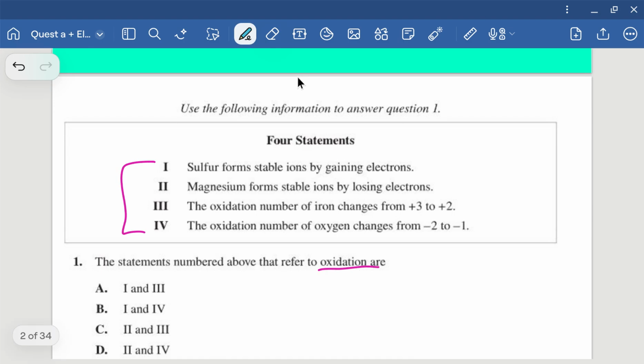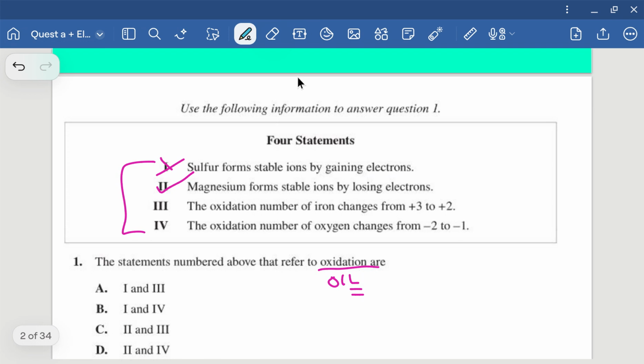If you are undergoing oxidation, we would write OIL. That is going to be a loss of electrons. So if we went through it, the first one, sulfur forms stable ions by gaining electrons. Well, that's gaining, not losing, so that's not true. Magnesium forms stable ions by losing. That is true. The next one, oxidation numbers on iron change from 3 to 2.